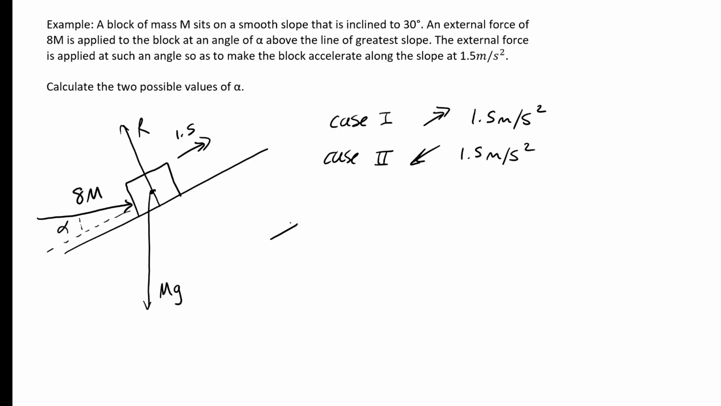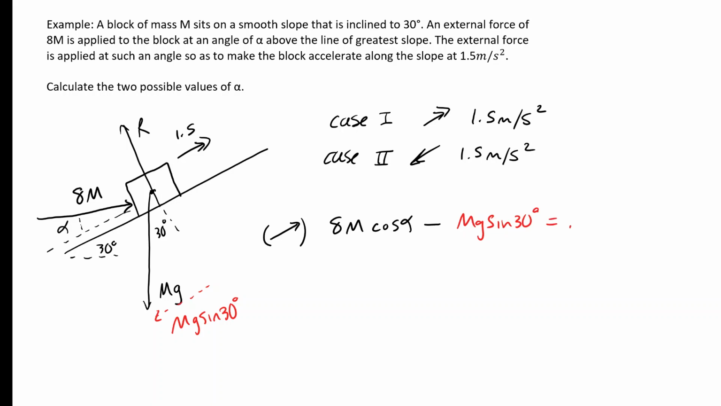Let's resolve along the slope. So pushing up the slope, we would have 8m cosine alpha. And then down the slope, we would need the angle, 30 degrees there, or 30 degrees there. Down the slope, we would have the component of weight. That's mg sine 30 degrees, sine because it's opposite out of the components of mg. So mg sine 30 degrees equals ma.